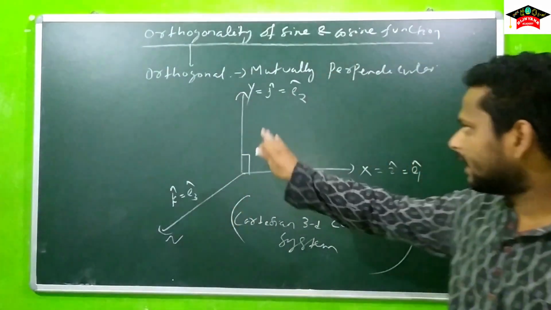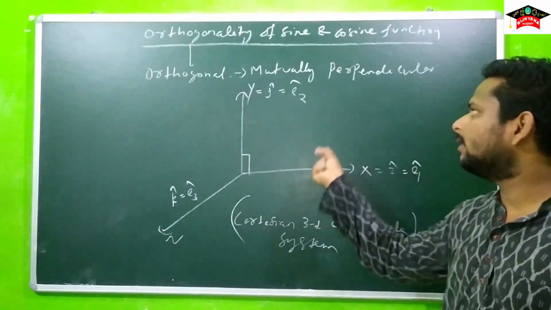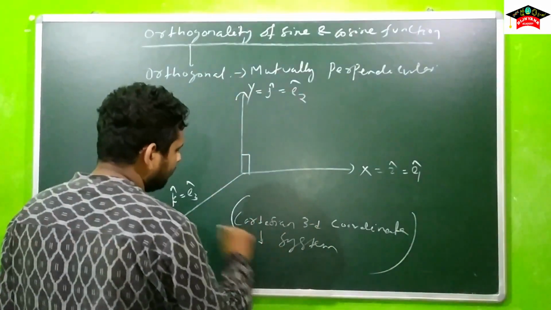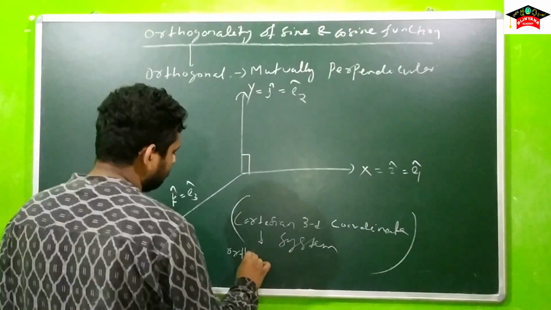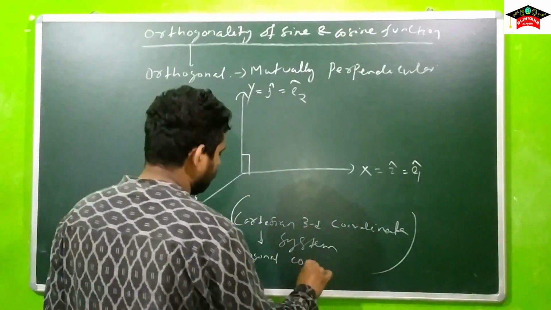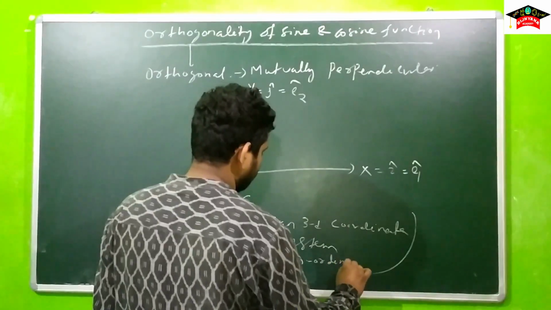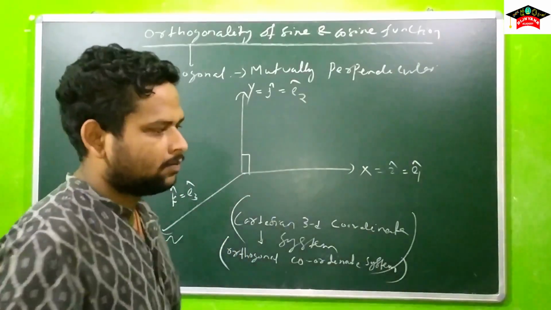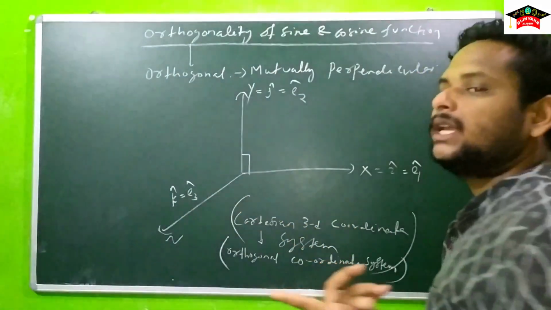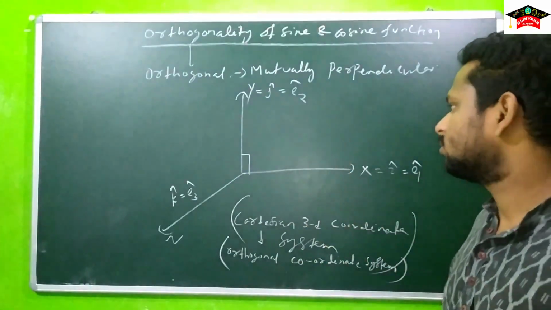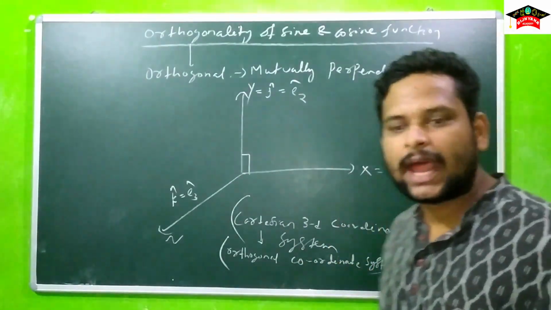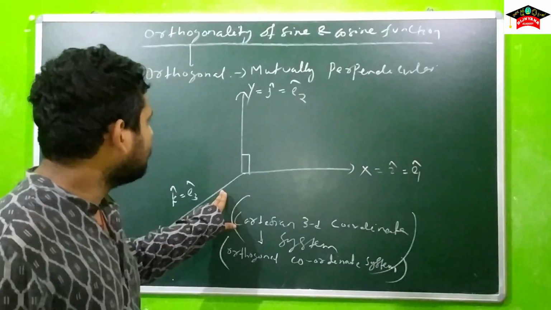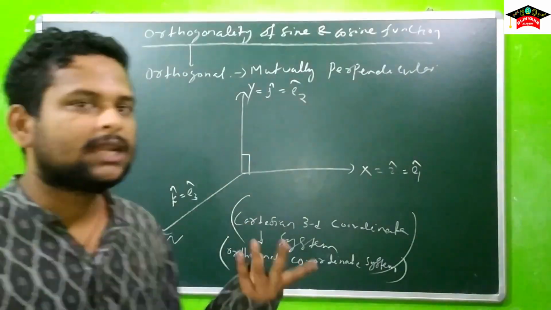That means the angle between any two directions or any two unit vectors is 90 degrees. That means they are orthogonal coordinates. So this Cartesian coordinate system is otherwise called an orthogonal coordinate system. The basic question is, how can you know that this system is orthogonal or not? Because we have drawn the diagram, and from the diagram we have just assumed that this angle is 90 degrees, the x and z angle is 90 degrees, and the y and z angle is 90 degrees. So each is mutually perpendicular.